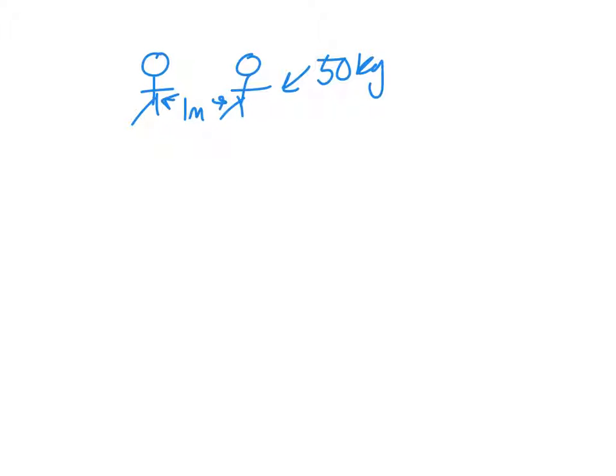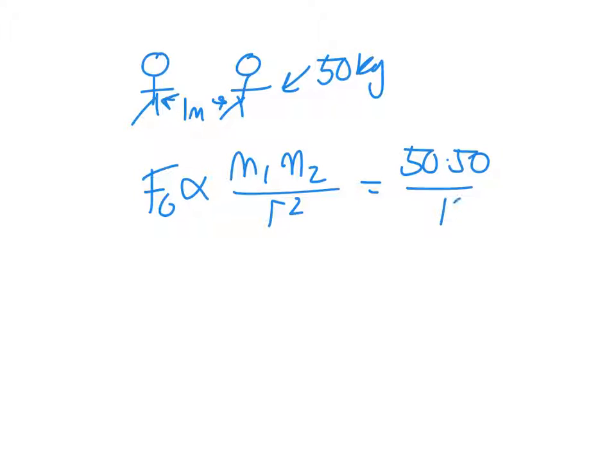And what we can do is we can think about if we have 2 people and let's say that they're 1 meter apart. And just to make it easy, let's say that they're each 50 kilograms. So now we know that the force of gravity is proportional to the masses of each object, and we know that it's inversely proportional to the distance between them squared. So that would give us 50 times 50 over 1 squared, and that's 2,500 newtons. But that's a lot of force. That would be about 100 pounds of force pushing on you.